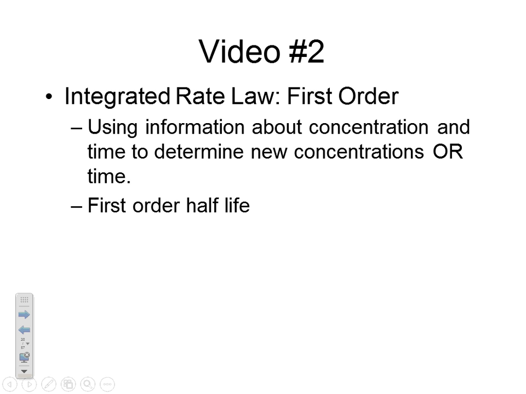So this is going to be about looking at different sets of information than we were looking at in the first video. In this one, we're going to be looking at information about concentration and time to figure out new concentrations or to figure out time. So it's essentially a different way of dealing with order and looking at order. It's concentration and time rather than different trials with different concentrations and different rates.